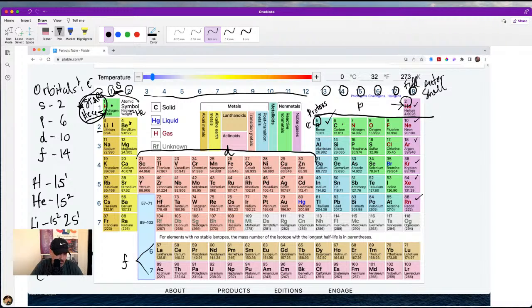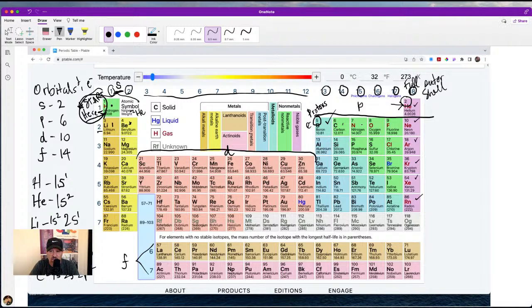So carbon is 1s2, 2s2, 2p2. Now you see what's happening? 1s2, 2s2 for beryllium; 1s2, 2s2, 2p1 for boron; 1s2, 2s2, 2p2 for carbon.